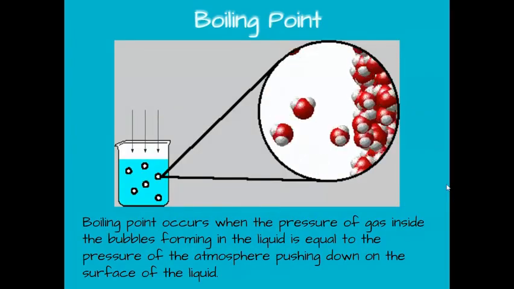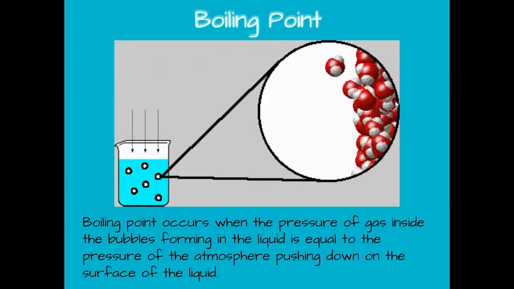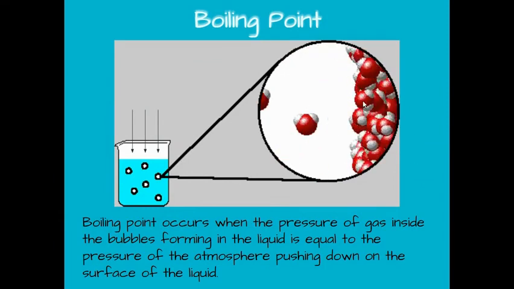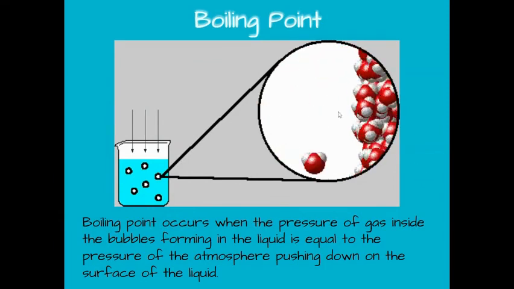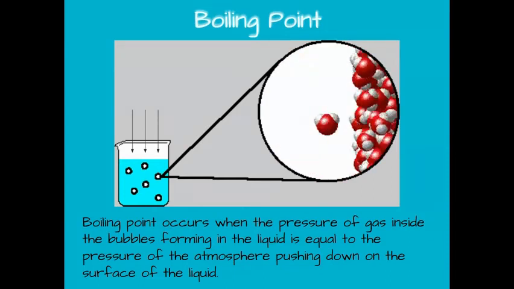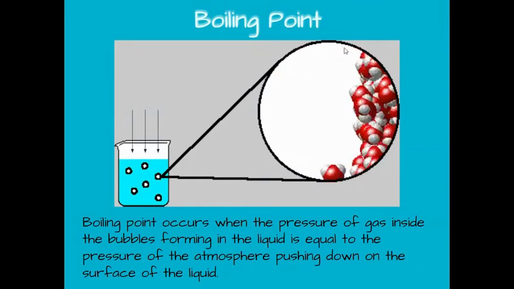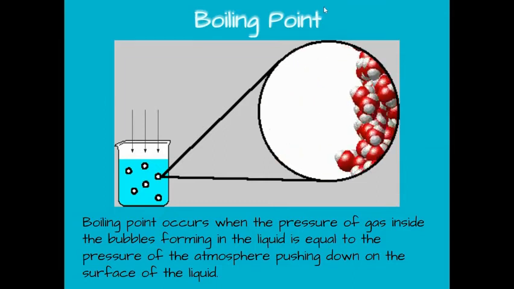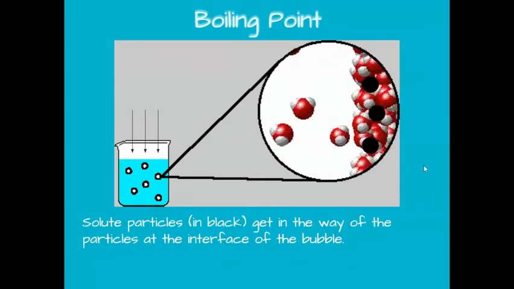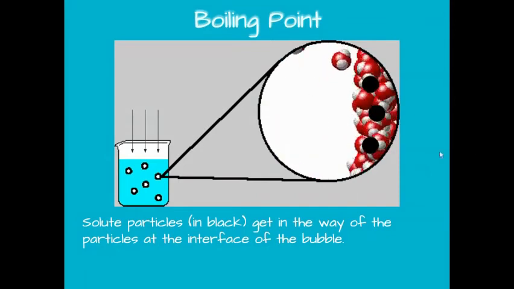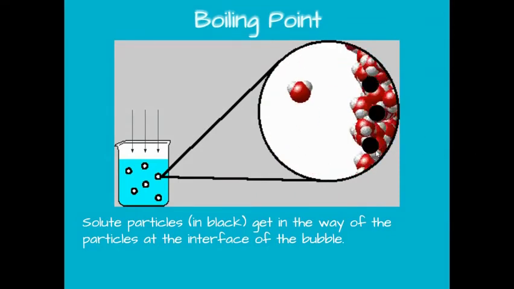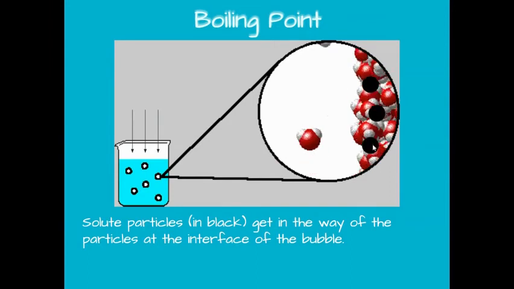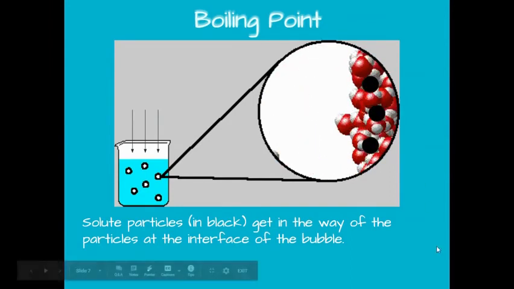Here's an animated version. And again, we've got this interface between the liquid, and this is the inside of the bubble. And we've constantly got particles that are moving into the gas phase. Some of them get close enough again to the liquid that they're drawn back into the liquid. But boiling point is when there's enough gas pressure inside this bubble that atmospheric pressure can't collapse it. Okay, and here I've added some solute particles again at the interface. So these solute particles, even though they're not moving, you can see where they're getting in the way of some of those gas particles being able to escape into the bubble.